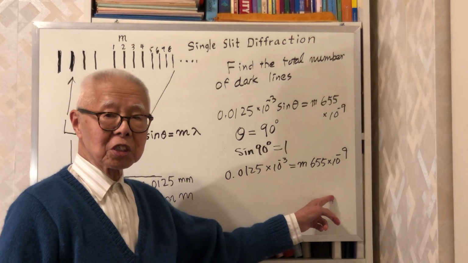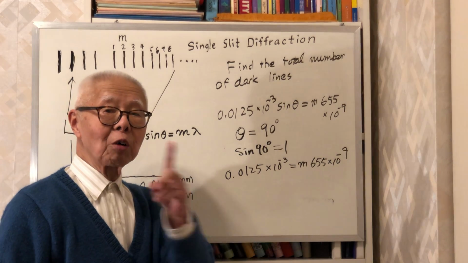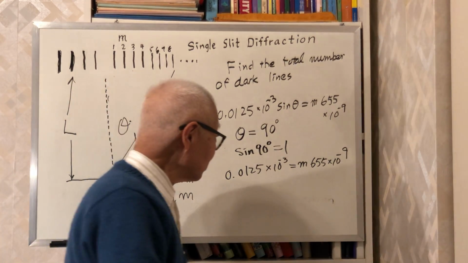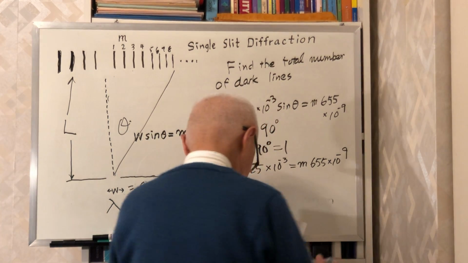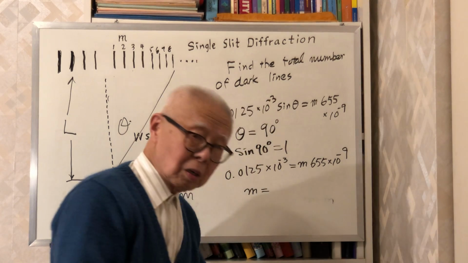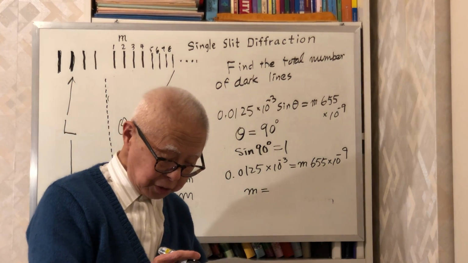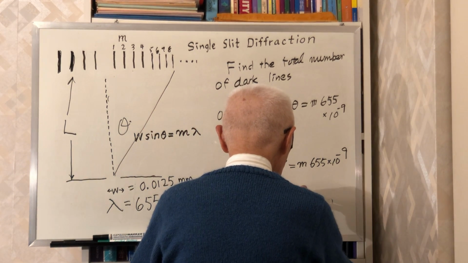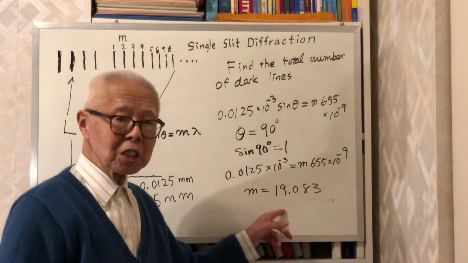So I have this equation. Now, here I have only one unknown, which is m. So I can find m. Go ahead and find m. So I did that. The answer is, this is my m.